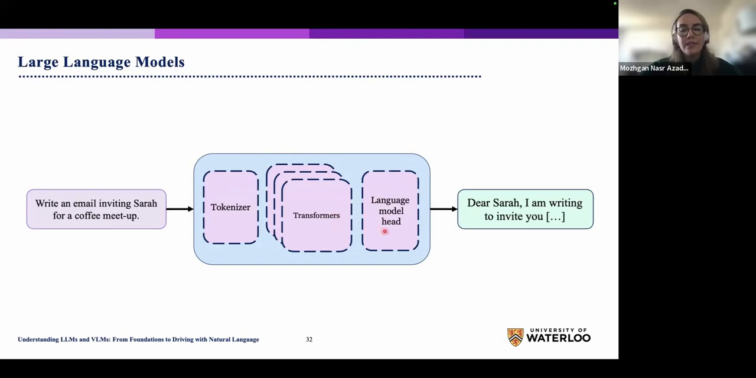And a language model head is needed because at the tokenization step we change the words into numbers so that transformers would understand. But now the transformers give us numbers, and we are going to give the response back to humans. So we have to change it back to actual natural words. The language model head is responsible for generating these tokens and changing them back to the way that we understand, so that we see Dear Sarah and so on.